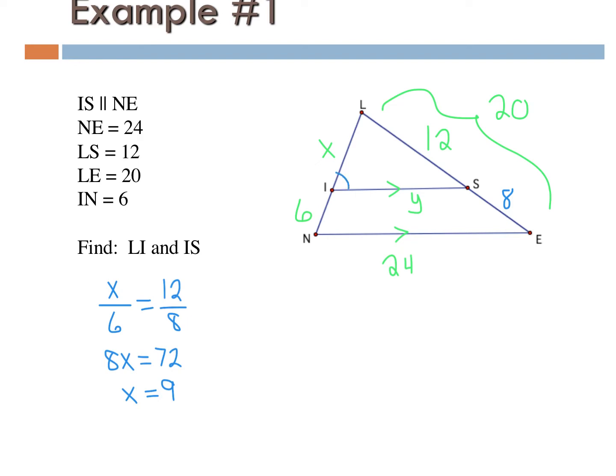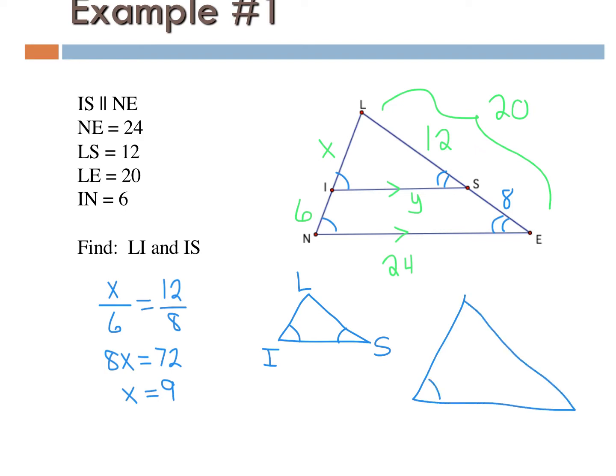However, because these are parallel, I know this angle is congruent to that one, corresponding angles, and this angle is congruent to that one. So what I have is two similar triangles. I have ISL, and then the entire triangle, where I have one arc, two arcs, is NEL.